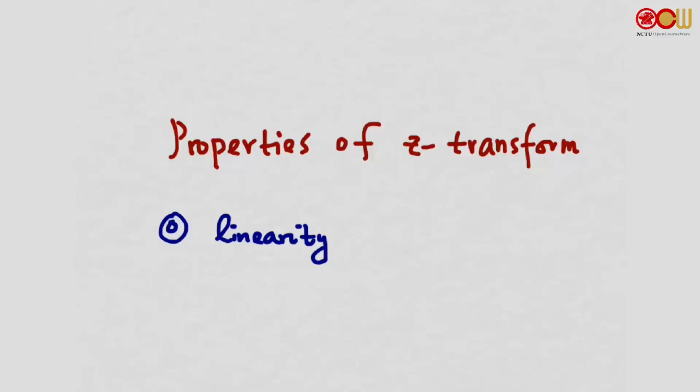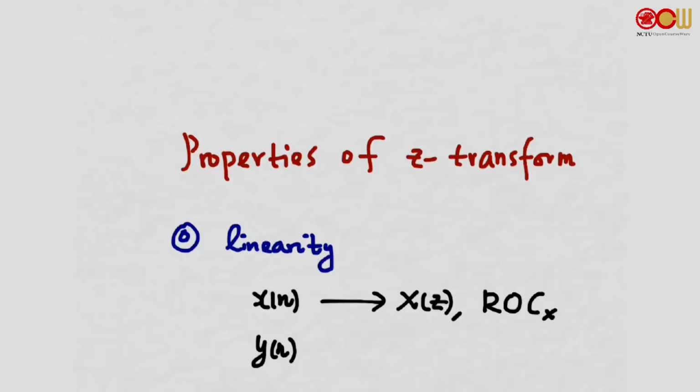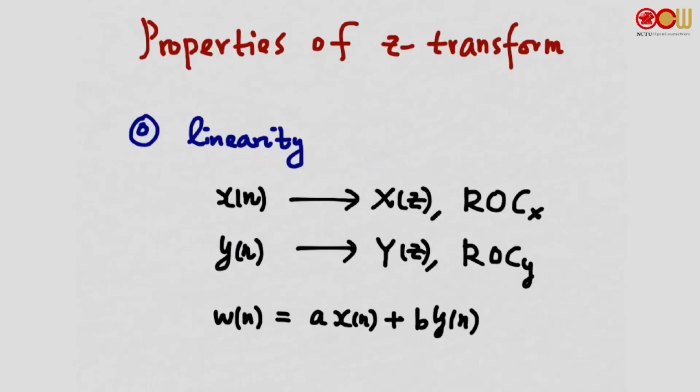Now let's talk about properties of a Z-transform. First, Z linearity. As we have x[n], whose Z-transform is X(z), and the region of convergence is ROC_X. And we have y[n], whose Z-transform is Y(z), and we have ROC_Y. Now suppose we linearly combine x and y together to get w.